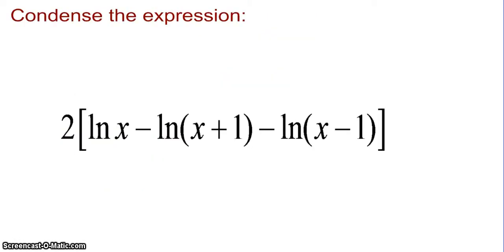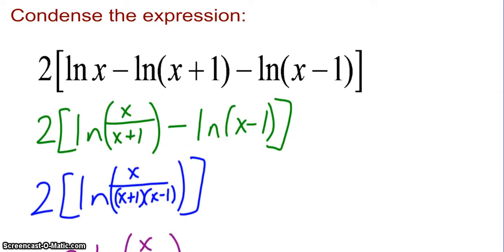Next one, condense the expression again. Pause the video, unpause when you're ready to check your work. Alright, so this one's a little bit tricky maybe, because we have the subtraction twice. So one way to approach this is to just look at these two terms first. So combine those two because they're the first two. And so if I combine those, then I have the natural log of x over x plus 1. And then now that's minus the natural log of x minus 1.